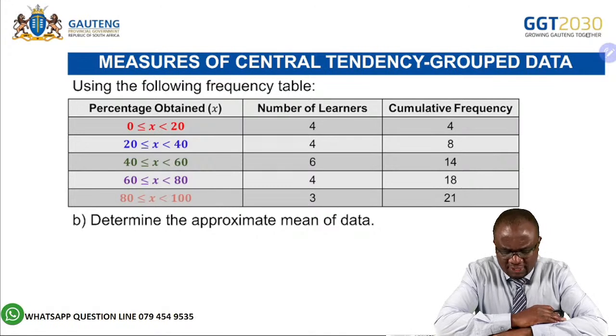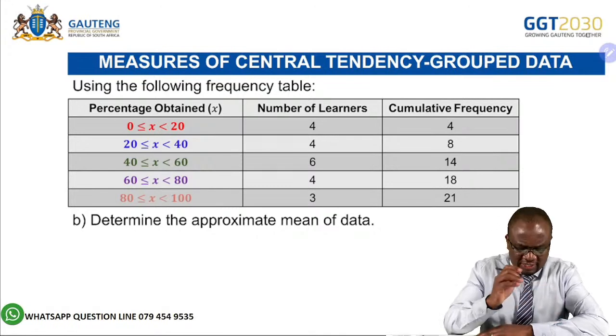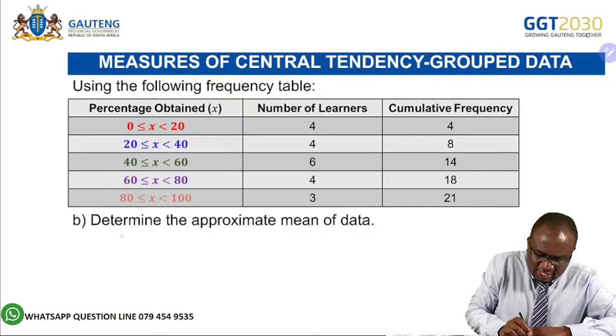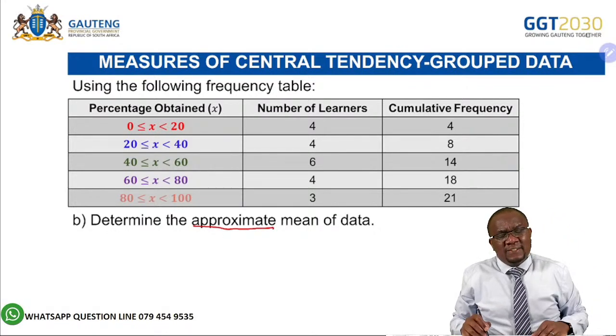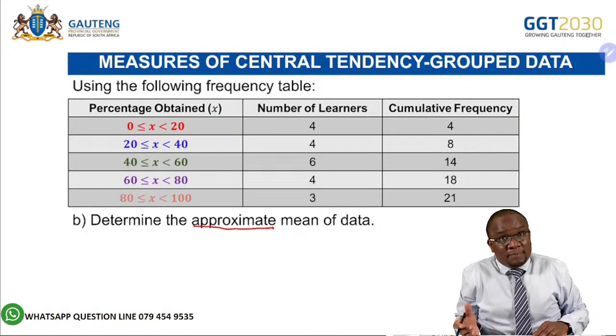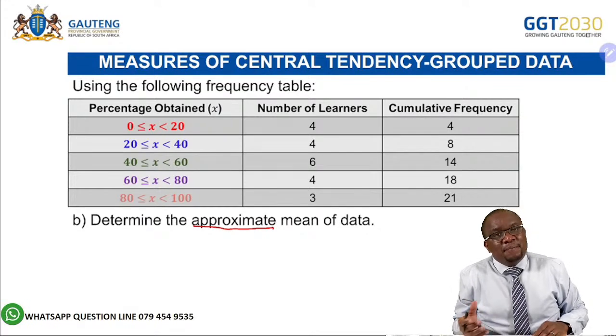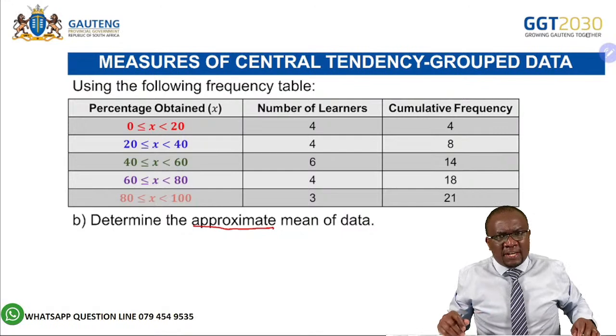How do we find the mean of grouped data? Let's look at the instruction. It says determine the approximate. You see that? It does not say determine the mean. It says approximate mean, meaning that we are estimating here.